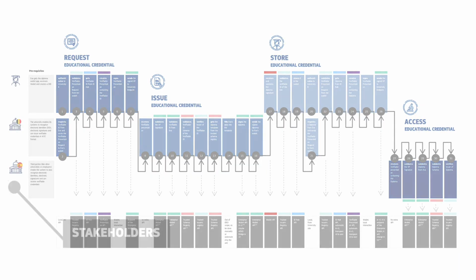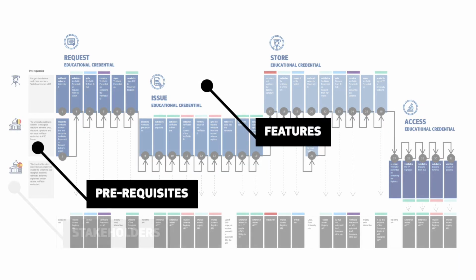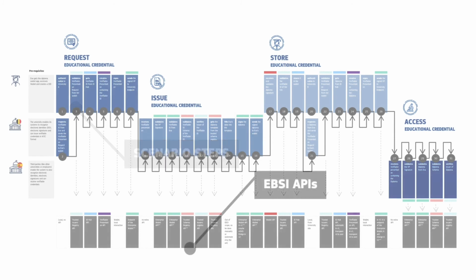So walk through the steps and list all the relevant APIs you're going to need to connect to. Okay, so in conclusion, you now have a beautiful map listing all your stakeholders, prerequisites, features, steps of your scenario, and the EBSI APIs you're going to need. This is a fantastic asset to communicate with all your stakeholders and a solid foundation for moving on to the next stage, planning and road mapping your pilot implementation.